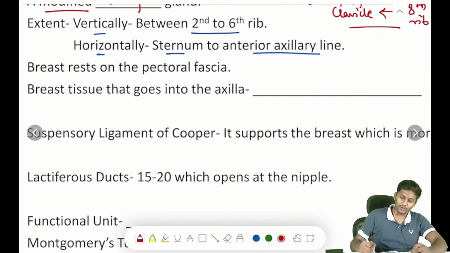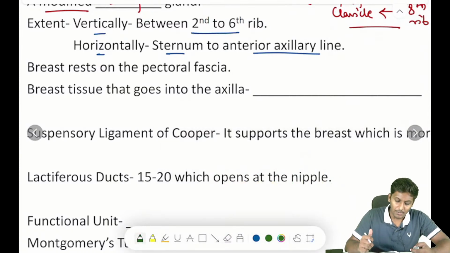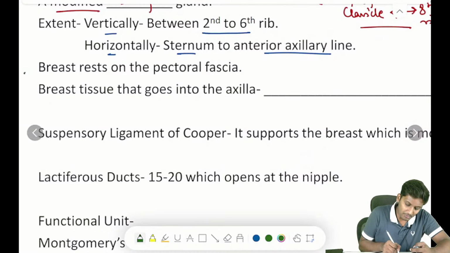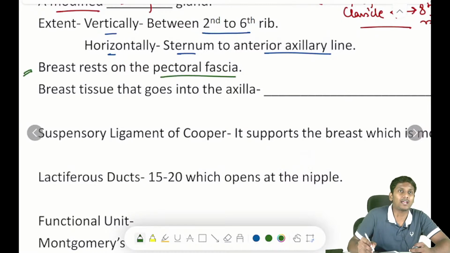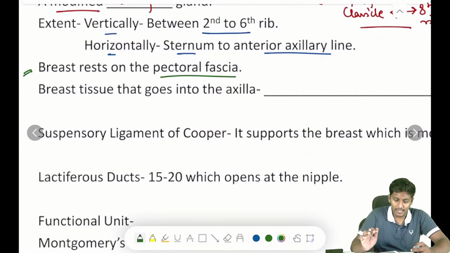Now, we have seen already that the breast is present on which fascia? Breast is actually present on the pectoralis fascia. So you have to remember this breast is present on the pectoralis fascia. It is actually the fascia of your pectoralis muscle. That has to be remembered.